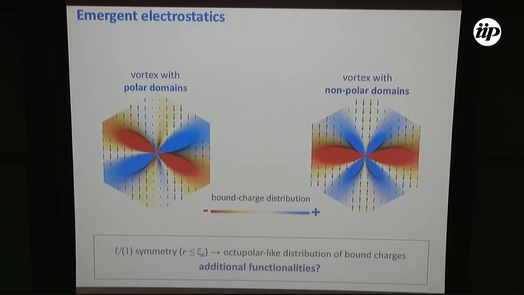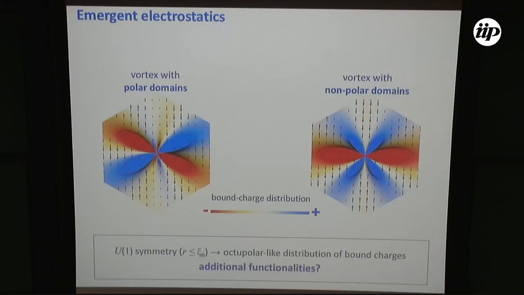So this was for the domain walls, but the vortices can also display new properties that will be universal near the core of the vortices, because in this region, as I said, there emerges a universal U1 symmetry. And then if we compute the electric polarization and the bound charge resulting from this spontaneous polarization in this region, then we find a distribution of bound charge that looks like this.